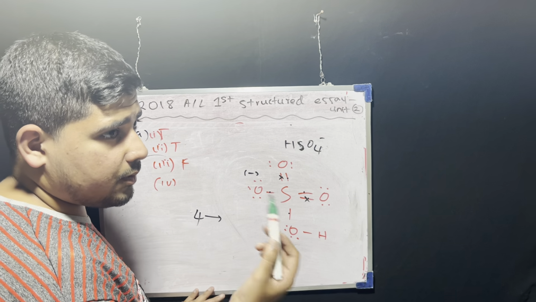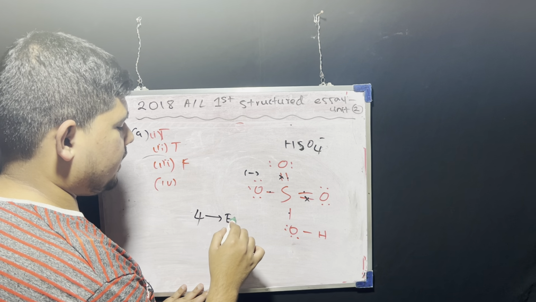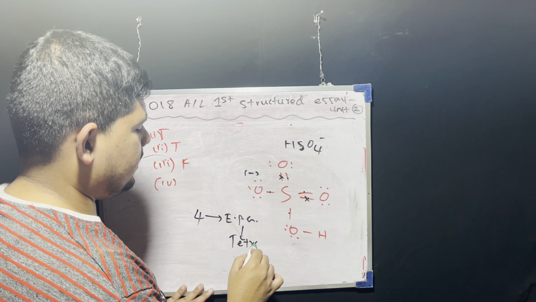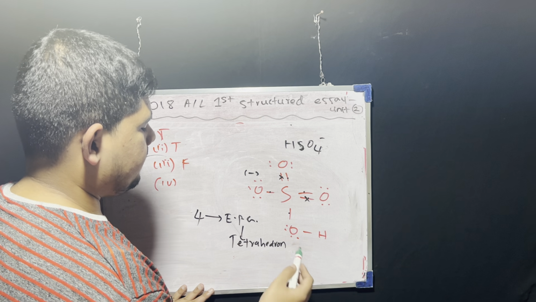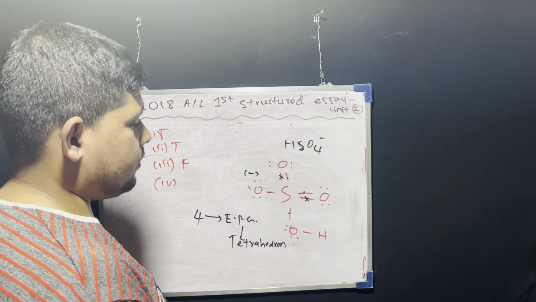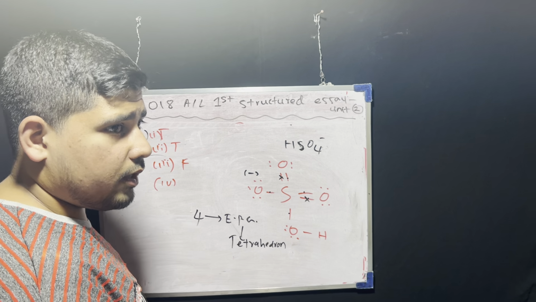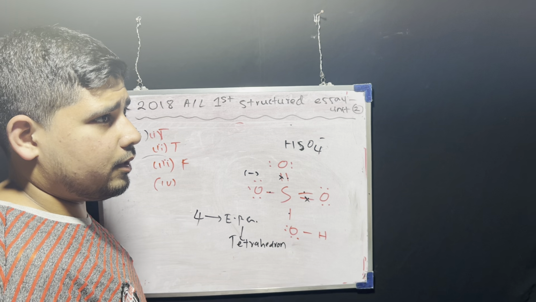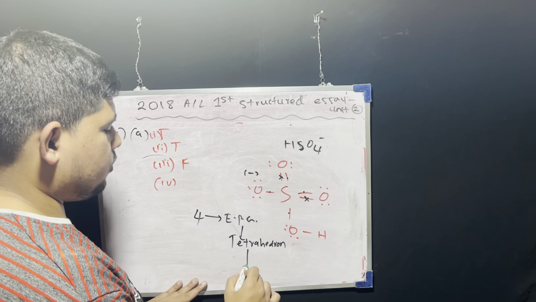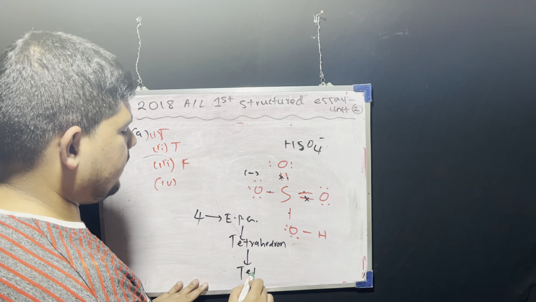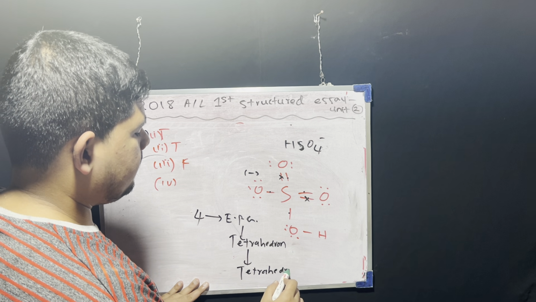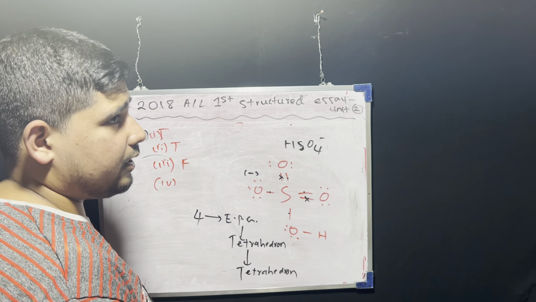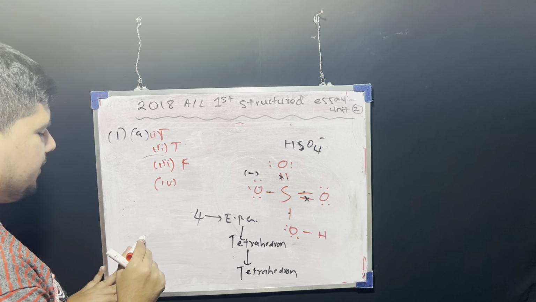So if the number of VSEPR pairs is 4, what is the electron pair geometry? This is tetrahedron, right? Now you see there is no lone pair. So if there is no lone pair, the electron pair geometry should be the molecular geometry, the shape of the molecule. So therefore, shape should also be tetrahedron. But if there is any lone pair, for example, let me take ammonia.